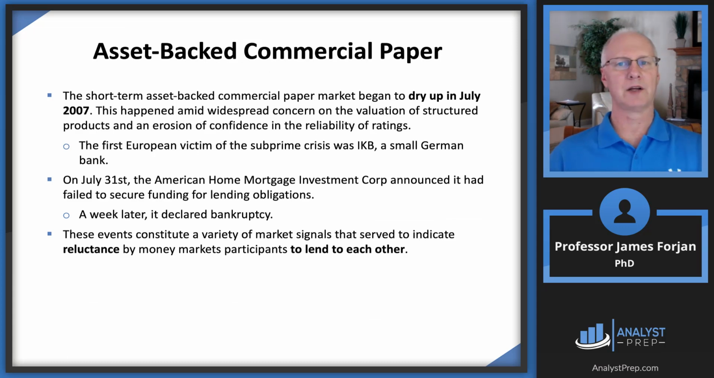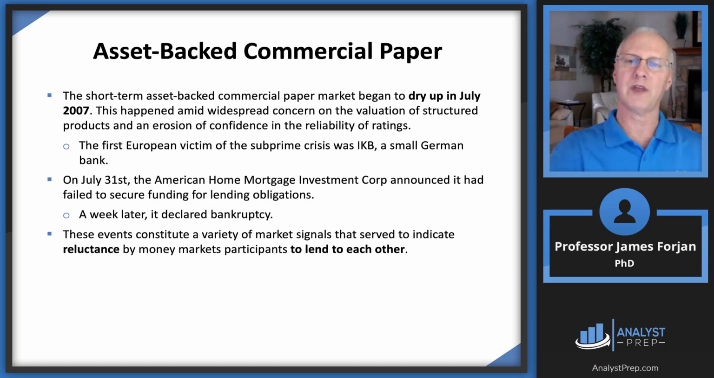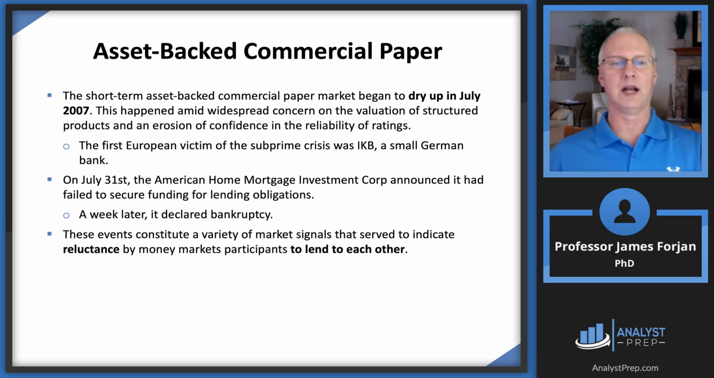All right, let's switch over to asset-backed commercial paper. Remember, I said this earlier, the commercial paper market is a huge market that allows large institutions, mainly financial institutions, to access short-term funds. But this started to dry up in the summer of 2007 because of the stuff that we've talked about in the last couple of slides. Now, this was not limited to the United States. We had some victims over in Europe. The American Home Mortgage Investment Corp. failed to secure funding. This was a big deal. What this meant is that participants in the money market, things like commercial paper and bankers' acceptances, had a reluctance to lend to each other.